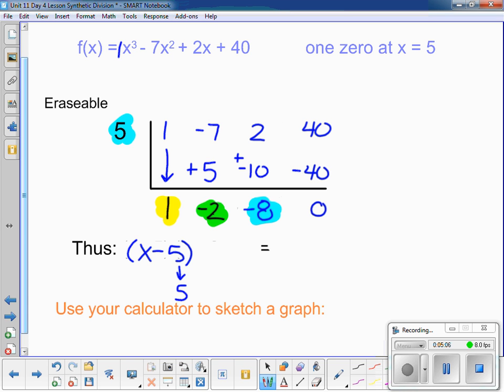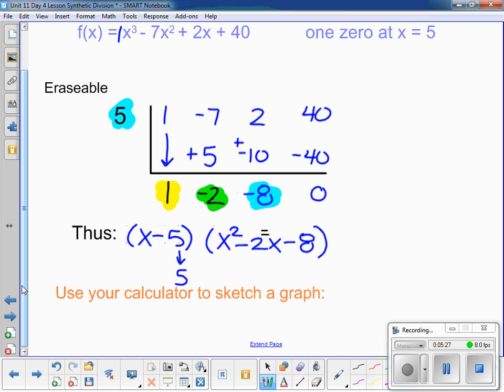Okay, this part, the 1, the negative 2, and the negative 8, gives me the second part of my answer, which is 1x squared, because if I started with an x cubed and I divided by an x, it's like I took away an x, so I'm left with x squared minus 2x minus 8. So that would be my answer if I just left it, but remember I need to remember to factor.